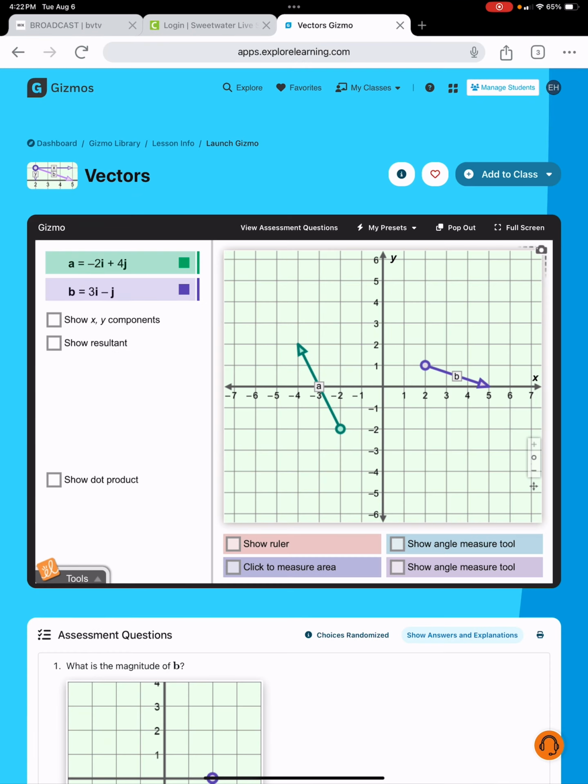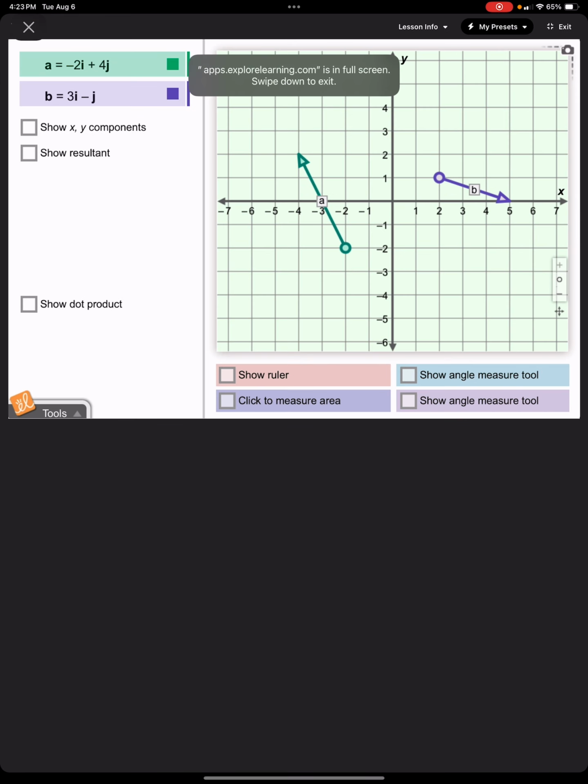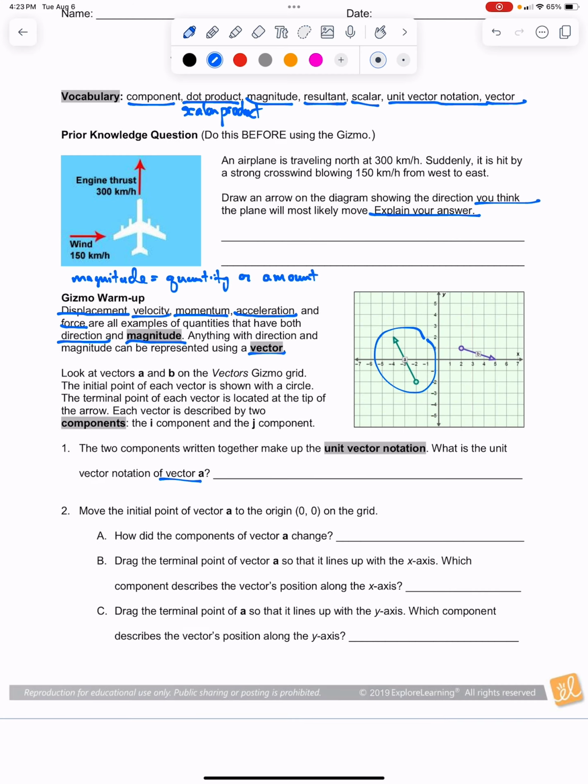You can see vector A is this one right here on the left, and the components of it are in the upper left-hand corner. You can see where it says negative 2i plus 4j in the upper left-hand corner. So negative 2i plus 4j. We're going to make sense of what this i and j mean, because right now it doesn't make a whole lot of sense. So trust me, it'll make more sense as we go.